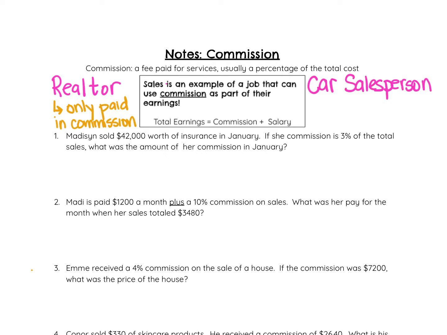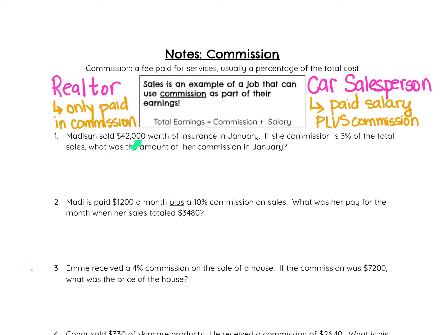A car salesperson is another example of a type of job that gets paid commission. So a salesperson will get a percentage of the sale price of the car when they sell cars. The difference with a car salesperson and a realtor is that while the realtor only gets paid in commission, a car salesperson gets paid a salary plus commission. So these are just two examples of the two different formats of the way you can be paid in commission. So let's go to the examples.